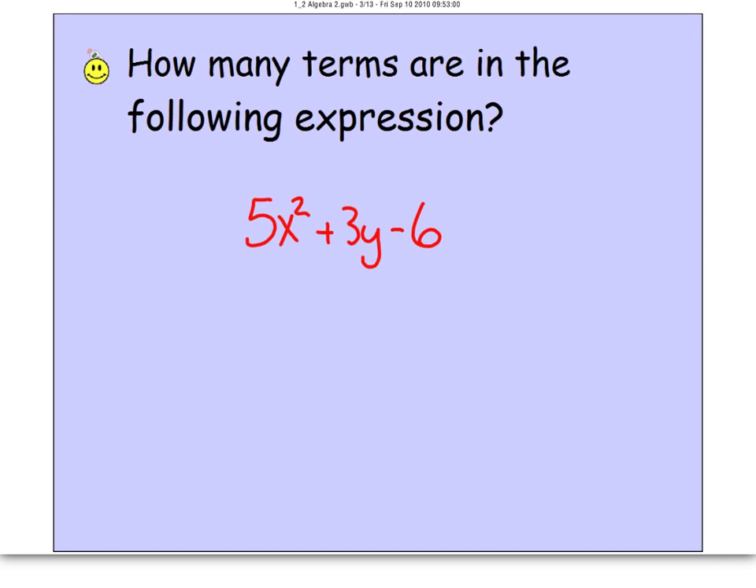So using that vocabulary, this question is, how many terms are in this expression? Again, this is called an expression because it's made up of variables of x and y, numbers, and operations of plus and minus. How many terms are there? Well, there's 1, 2, 3 things being added together, so there are 3 terms to it.